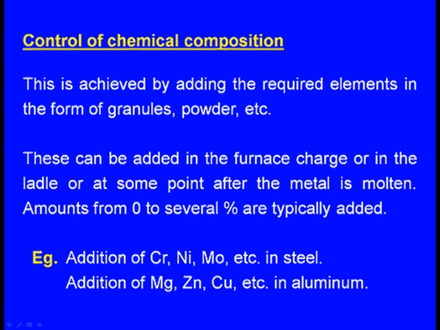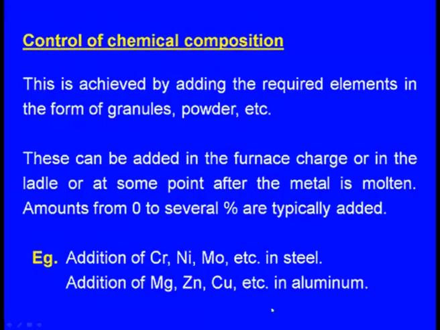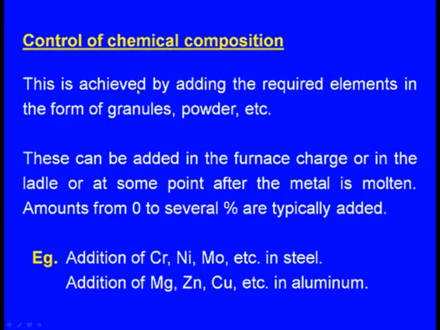So, these are the best examples. In the steel, say we require chromium as an alloying element, or nickel or molybdenum as the alloying elements. So, these alloying elements will be added into the molten metal in the form of granules. So, ultimately the chemical composition will be changing. Similarly, in the aluminium, we add magnesium, and zinc, copper, these are very good alloying elements of aluminium. So, these will be added into the molten aluminium, so that the composition will be changing. So, this is one of the treatments, that is the control of chemical composition.